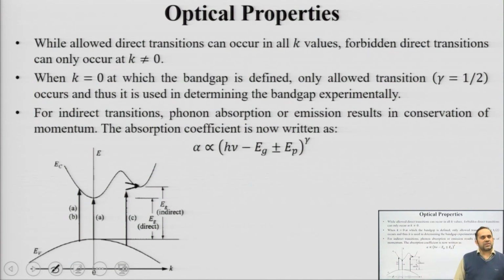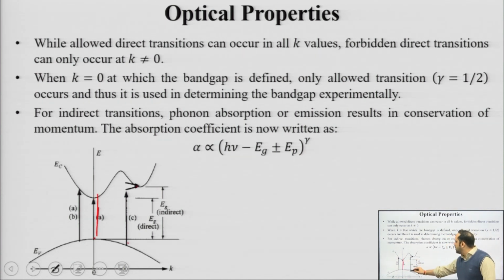So, direct transition can occur at all values of k. Forbidden direct transition can only occur when k is not equal to 0. So, these are generally your excited charge carriers with non-zero values of momentum. When k is 0, at the center point in the E-k diagram, the band gap is defined at this point. The only allowed transition occurs, and it is used for measuring the energy band gap. So, you can say that at k equal to 0, this distance is your energy band gap.